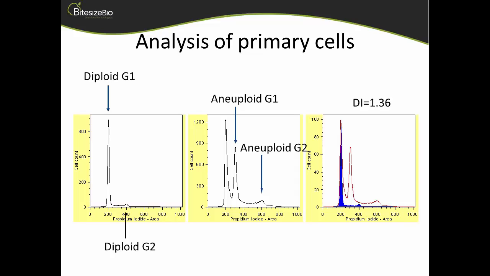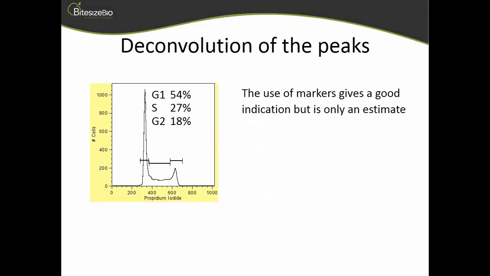One disadvantage of single parameter DNA analysis is: how do we get the numbers? I can take any analysis program and I can put markers fairly subjectively around what I consider to be the G1, the S, and G2 peaks.